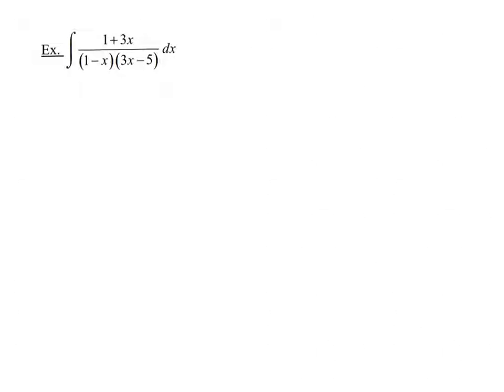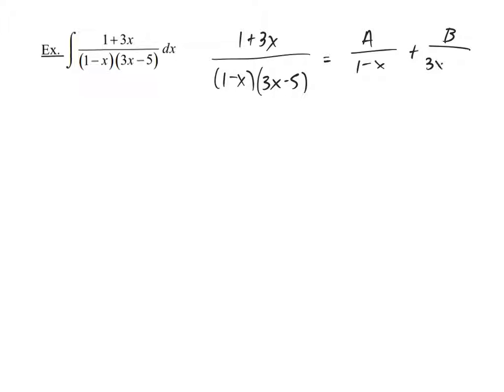Okay, this next example already has the denominator factored for us, and when that's the case, that's like a huge indication that this is probably a partial fraction problem. So I'm going to start off that way and do my partial fraction decomposition. So 1 plus 3x over 1 minus x and 3x minus 5. And I'm going to say that this is equal to A over 1 minus x plus B over 3x minus 5.